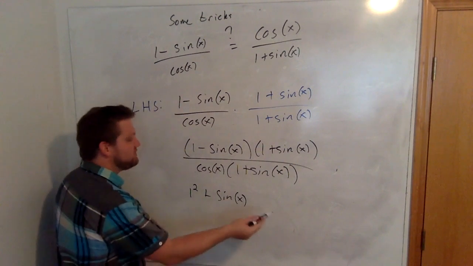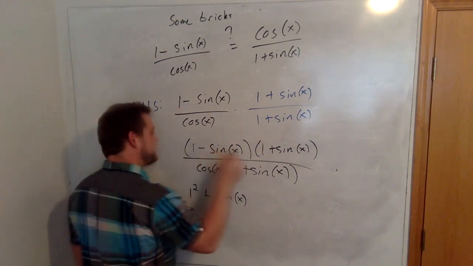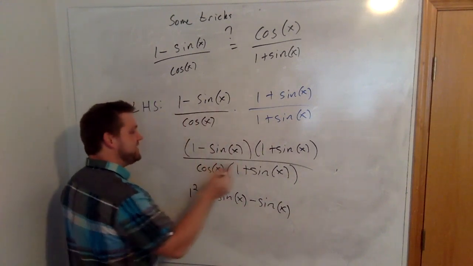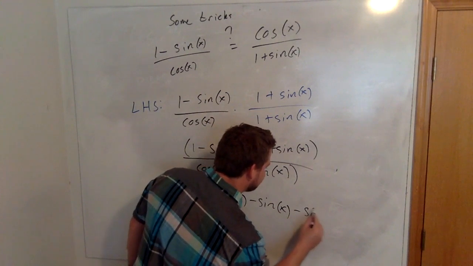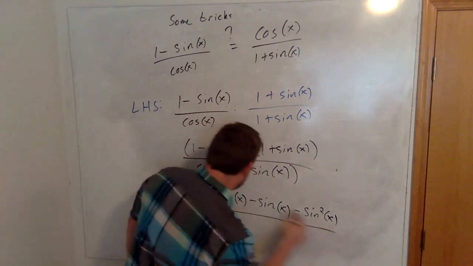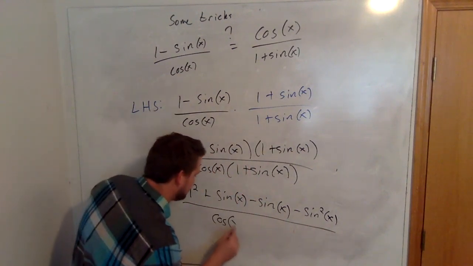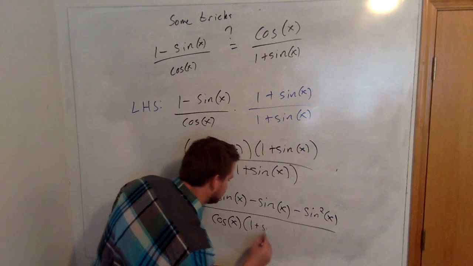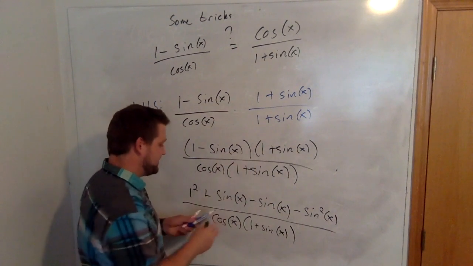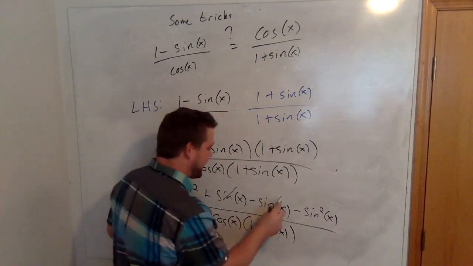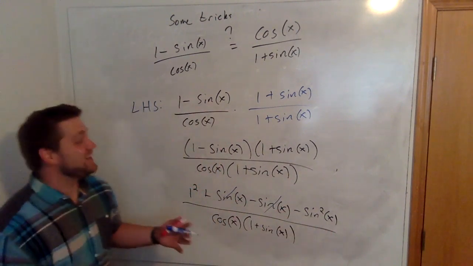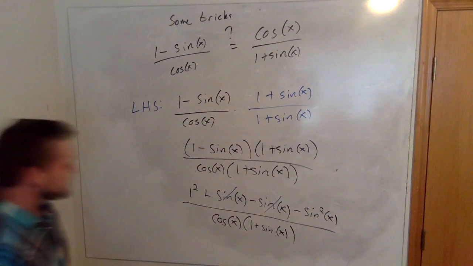I'm showing a lot of gory detail here in this first one. And then we're going to get a negative sine times a 1, so we'll get a minus sine of x. Plus a negative sine times a sine, we're going to get a minus sine squared of x. All over, we'll have a cosine of x times the 1 plus sine of x. Well, notice, because these are conjugates, that the O and the I in FOIL cancel each other out, and we're just left with this 1 minus sine squared. That's what we want to happen.